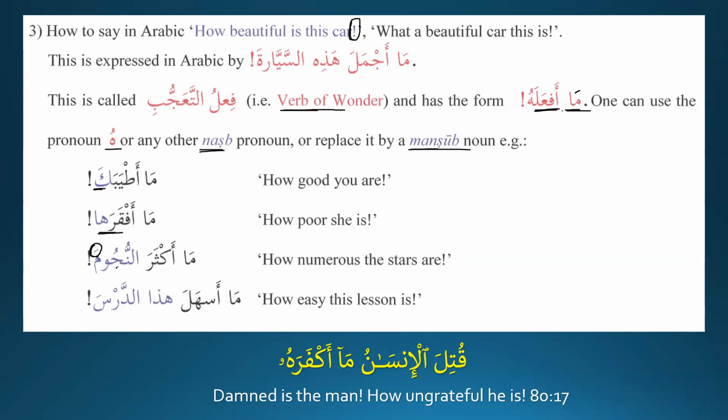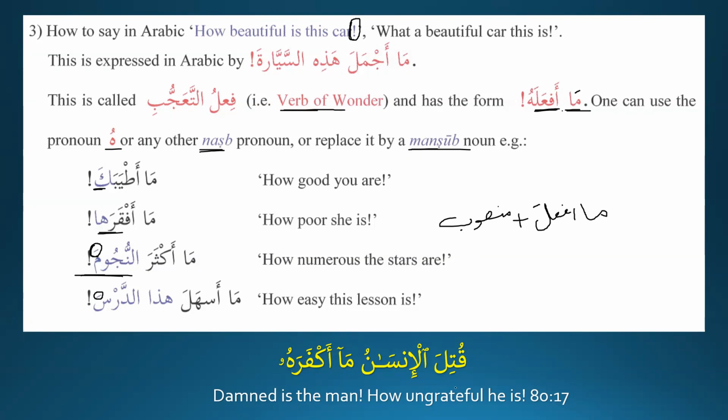So in mansubat, this is another position in the Arabic language when the noun will be mansoob. Similarly, you say ma ashala hadha d-darsa, how easy this lesson is. So the pattern is ma af'ala, and after that we have a noun, and the noun is mansoob. If we have an attached pronoun, the attached pronoun cannot be changed. And the example of the attached pronoun with the same expression is: قتل الإنسان ما أكفره.